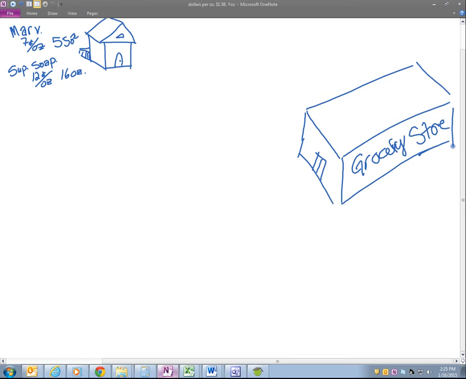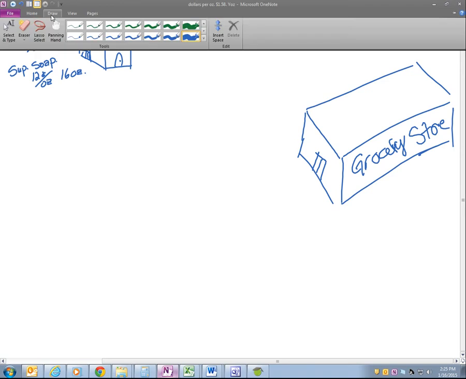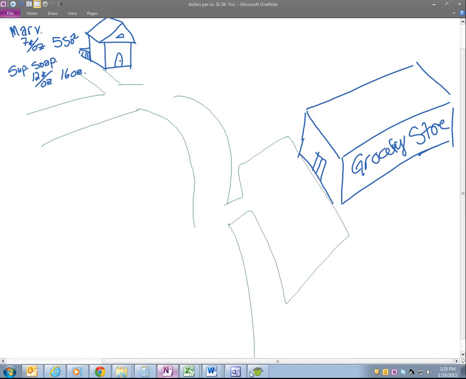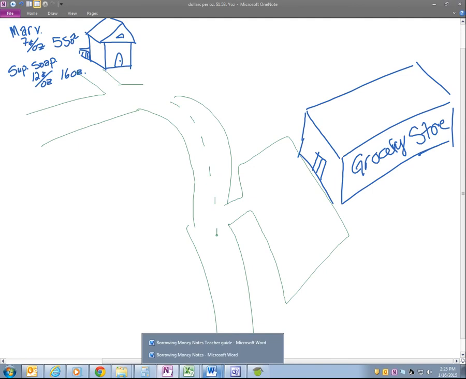Here's your house. All right? So we're going to be going from your driveway all the way to the grocery store. It just goes to a dead end right in the grocery store. Yeah, that's a hill. Okay? It's on a mountainside.